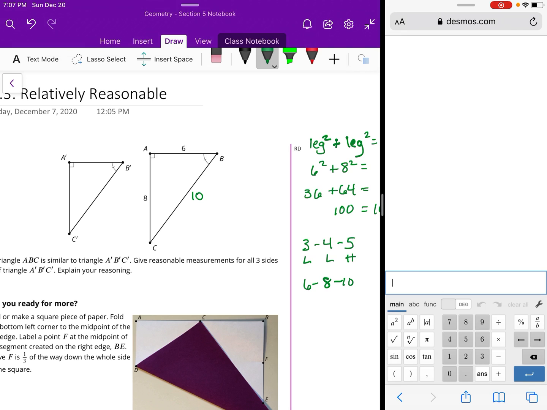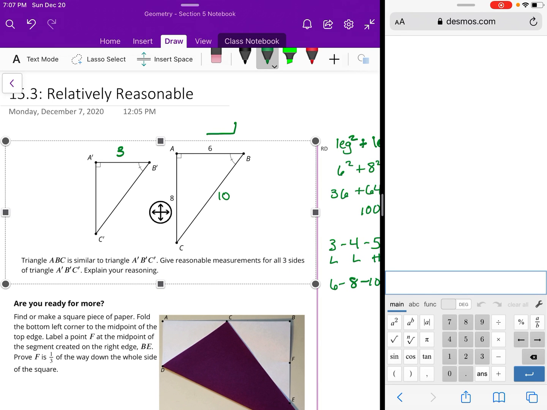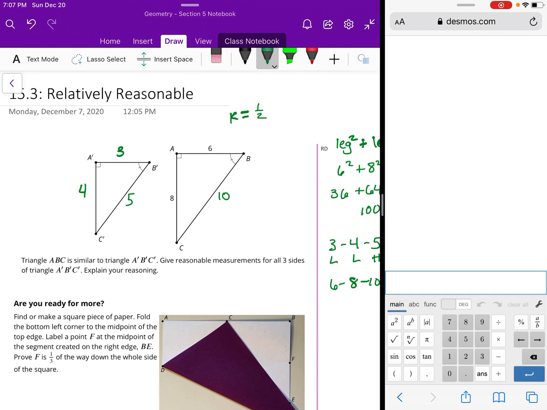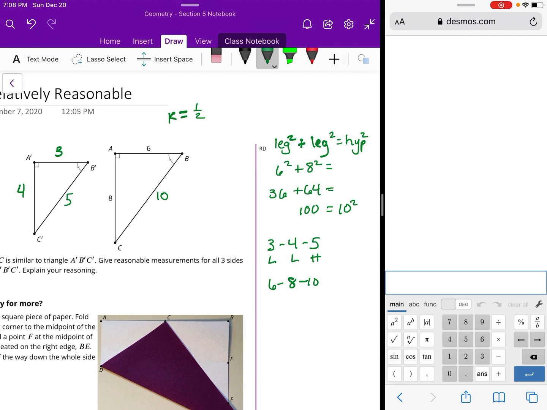So you could also look at it as, okay, well, if I divide 6 by 2, I get 3. So my scale factor, yeah, it's because I'm trying to write on that picture. Let's see, maybe I can write just above it. Our scale factor is 1/2. So half of 6 is 3, half of 8 is 4, and half of 10 is 5. So that would be a reasonable measurement for those three sides because it's the same scale factor for all three sides. But again, you can also remember the Pythagorean triple in this particular problem.